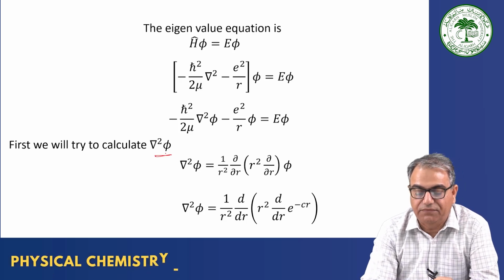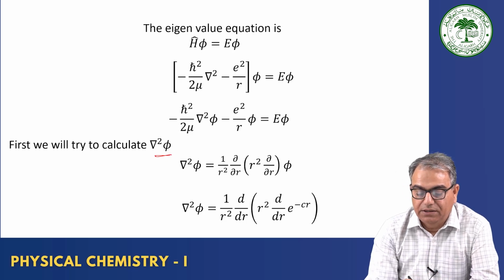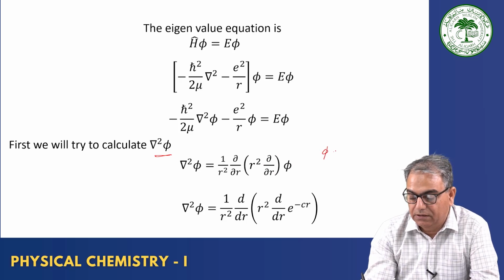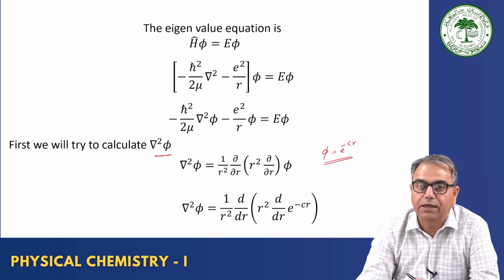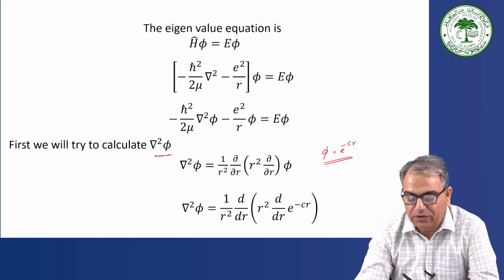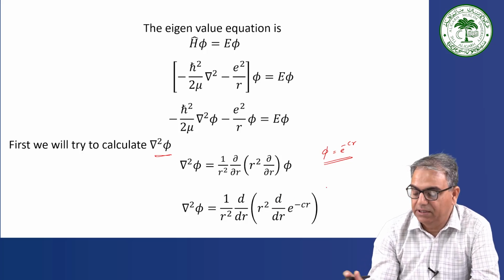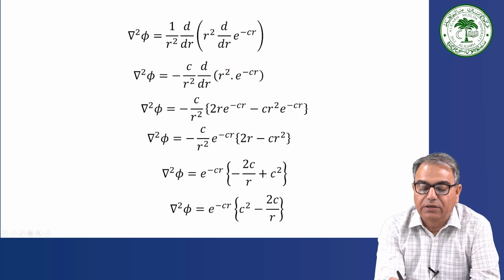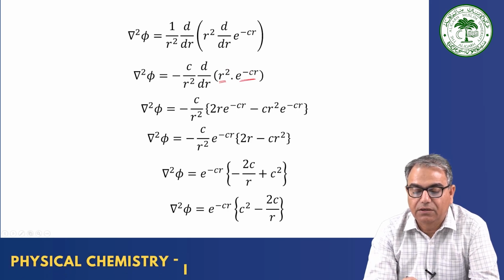What is the value of del square phi? Del square phi is 1 by r square del by del r, r square del by del r, into phi, and phi is equal to exponential minus cr. So simple differentiation you require to do: 1 by r square d by dr, r square d by dr, exponential minus cr. And then you do the differentiation. What do you get? r square will remain there, then exponential minus cr. Then you do the second differentiation, and now you have two different functions, r square and exponential minus cr. So it will be 2r exponential minus cr, and then you have minus cr square exponential minus cr. So this you get, and if you bring this exponential minus cr outside, then you have 2r minus cr square within the bracket.